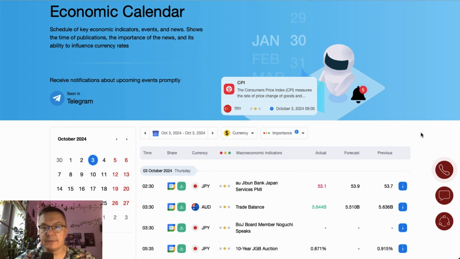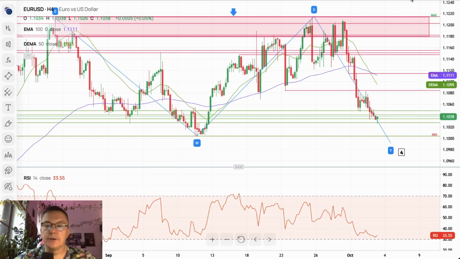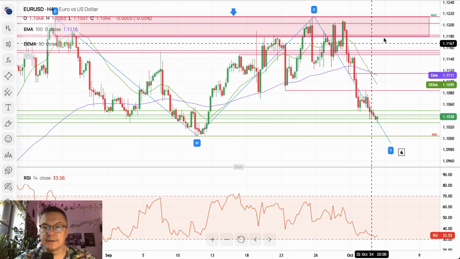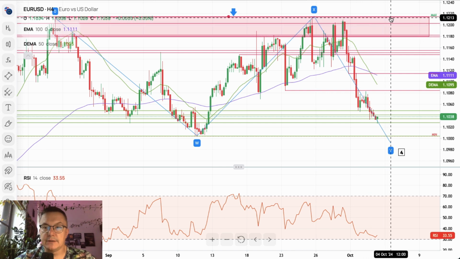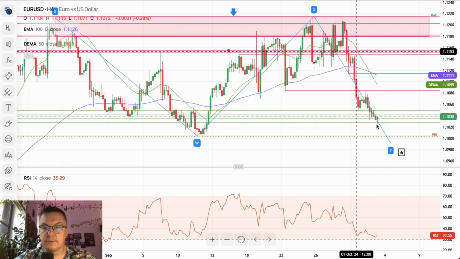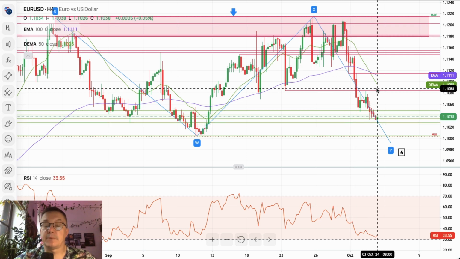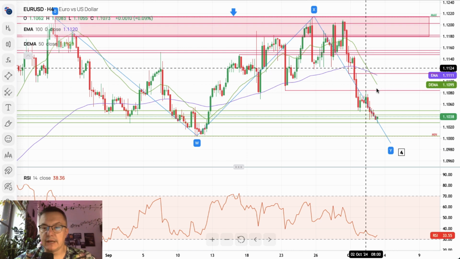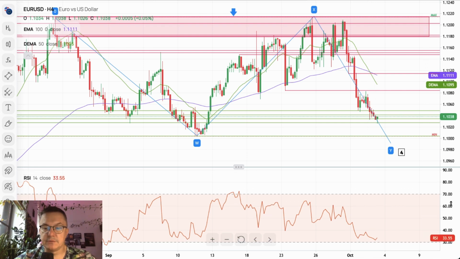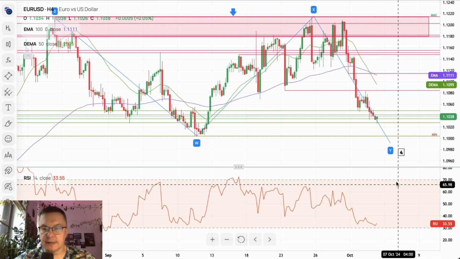Let's start our technical part, and we will take a look at the euro dollar first. Euro dollar first deteriorates even lower after the reversal from the supply zone located between 1.1181 and 1.1214. We got a very big sell-off here. The price went below the 50 and 100 period moving averages on a 4-hour chart. We almost hit the extremely oversold conditions. There's just a few points for the extremely oversold conditions to be hit here on the RSI.